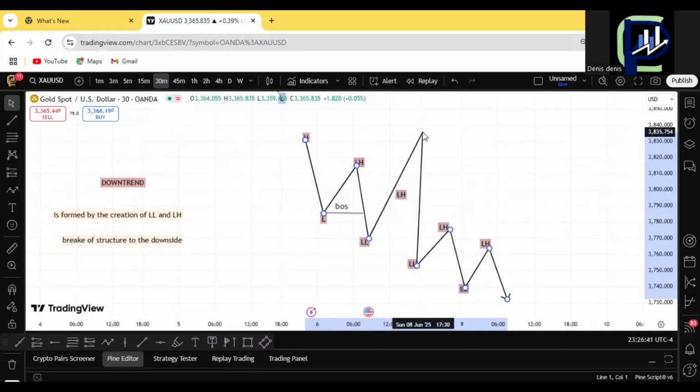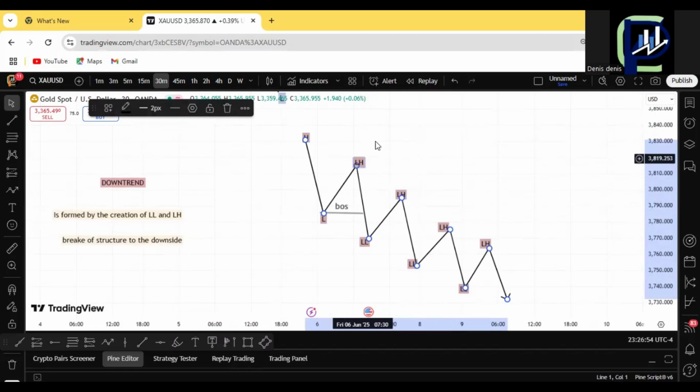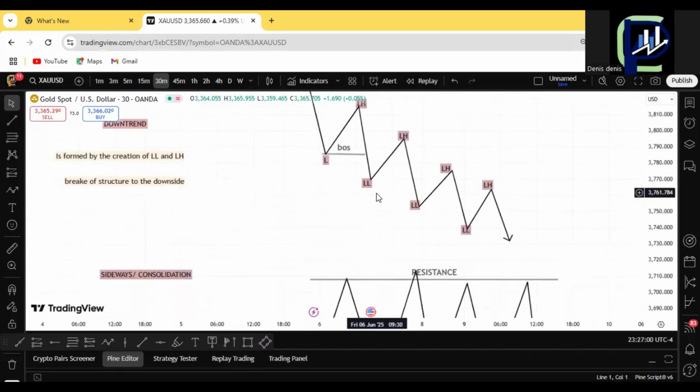If it does that, now it has broken the structure. We are no longer having a downtrend. Now we are going to look for it to turn into an uptrend because it has broken the previous high. So as long as it moves above this previous high, then it's no longer a downtrend. Are we together? Hope you understand that.